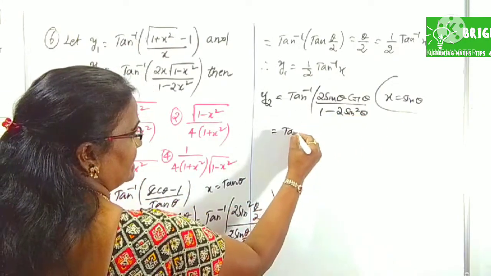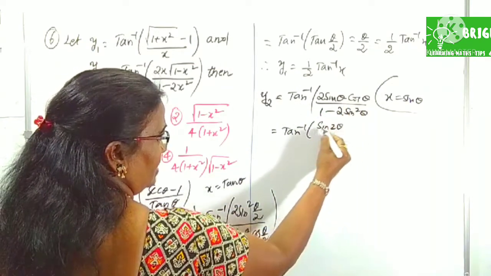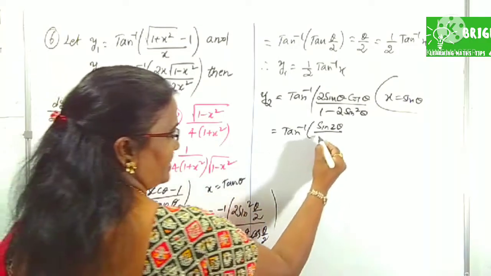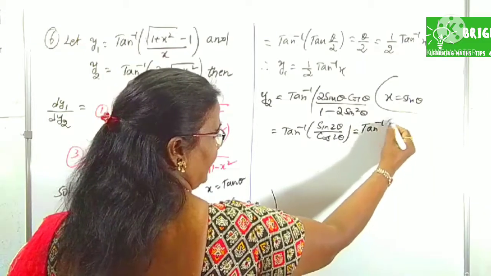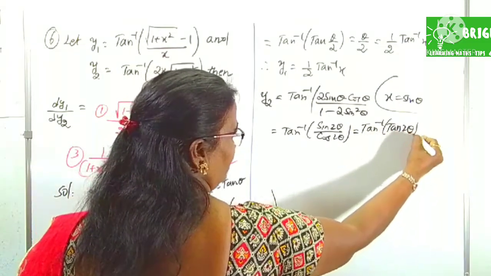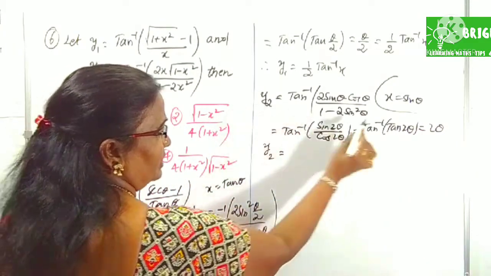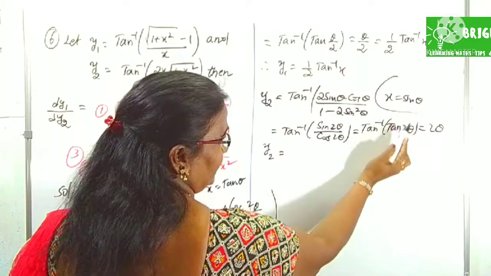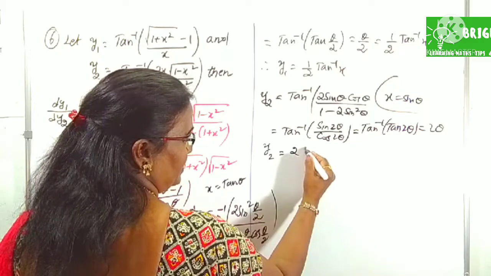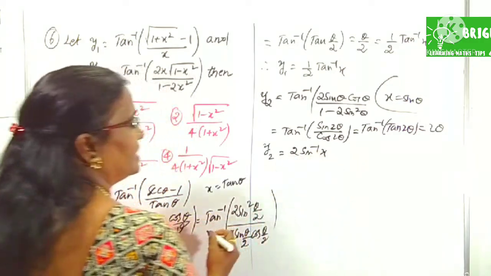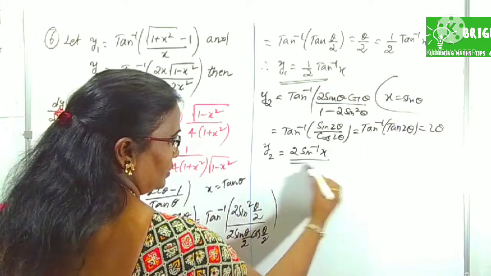Right, this is the tan inverse of 2 sin theta cos theta, which is sin 2 theta. And 1 minus 2 sin square theta is cos 2 theta. Sin by cos gives tan inverse of tan 2 theta, which is 2 theta. So y2 is 2 theta, where I have taken the substitution x is sin theta. What is theta from this? Theta is sin inverse x. That is 2 sin inverse x is y2. What is y1? 1 by 2 tan inverse x. y2 is 2 sin inverse x.